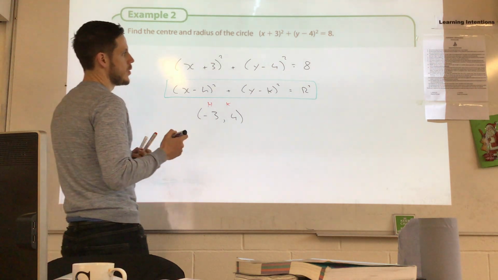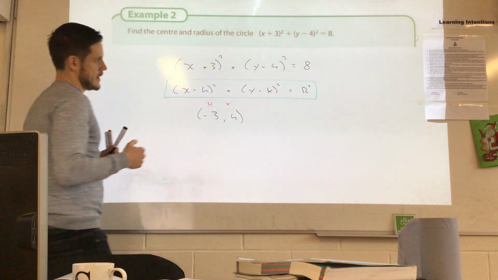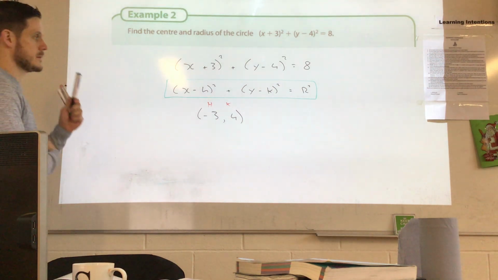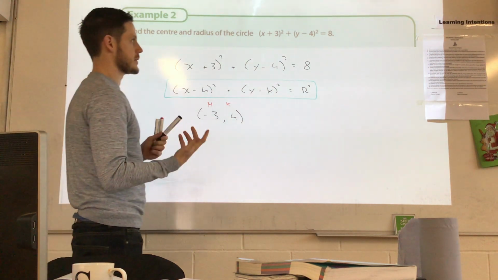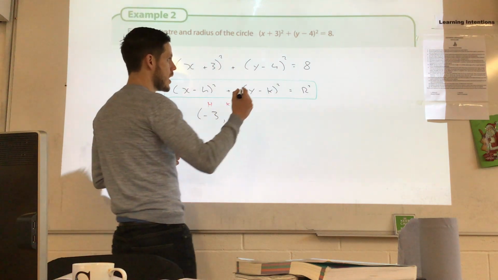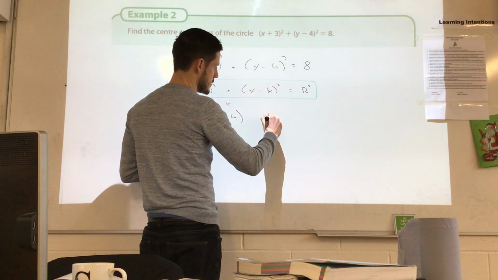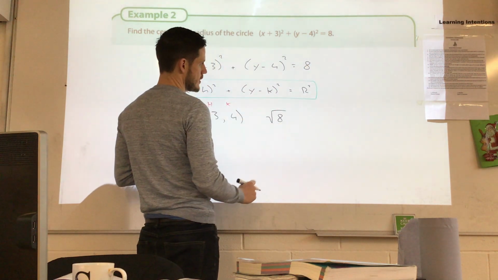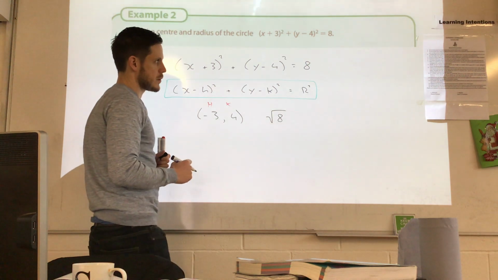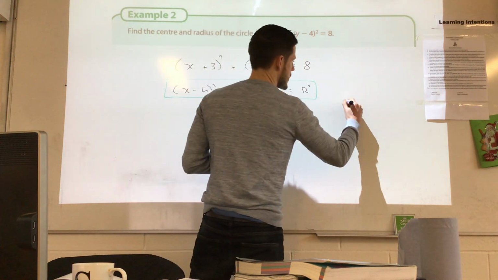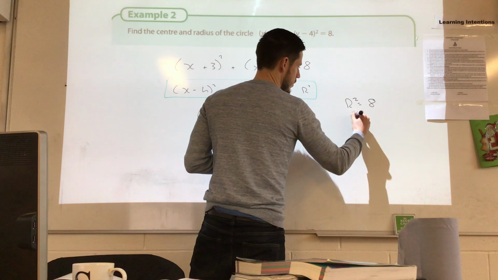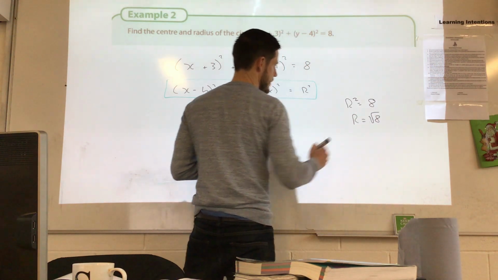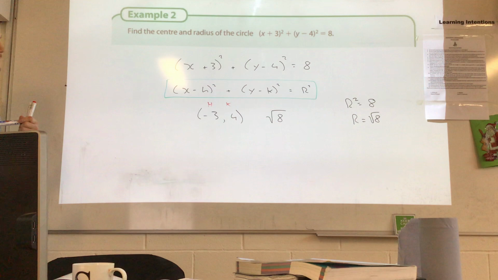Now, r squared there is 8. That's not a nice square number. Right? If that was 9, you'd say r is 3, because the square root of 9 is 3. So, we can't have a surd answer or a decimal answer, so I leave it as a surd. So we know that if r squared is equal to 8, then r must be the square root of 8. We just take the square root of 8. So that's getting the centre and the radius of the circle, but working backwards.